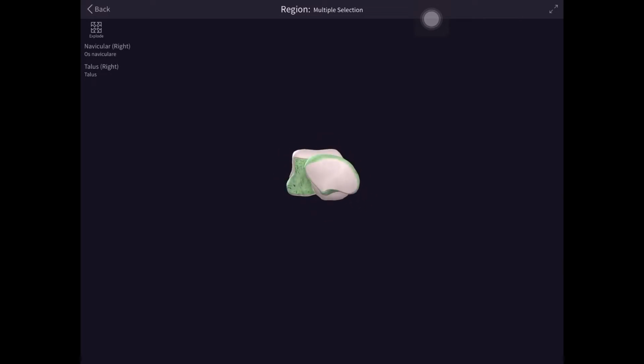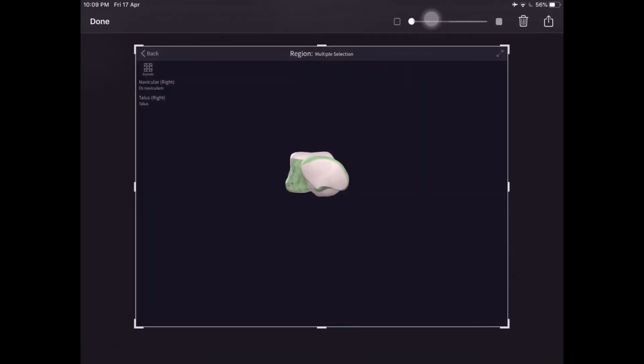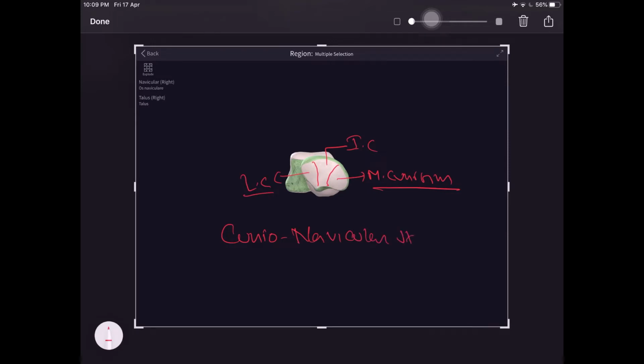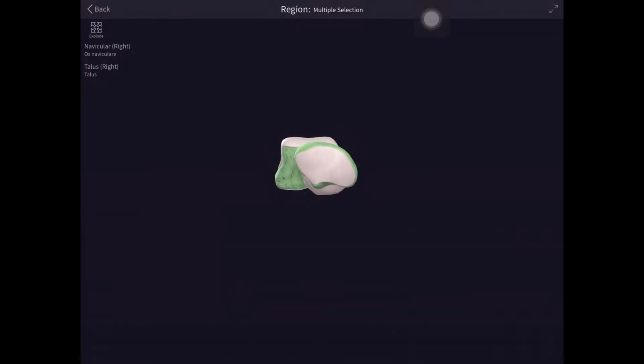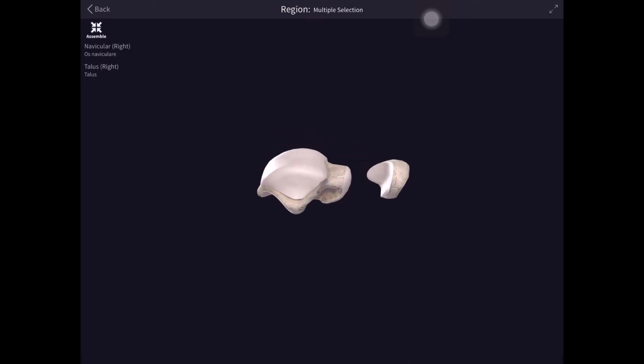You can see here, this was your anterior surface or the distal surface, and it is divided into 1, 2 and 3. This is for medial cuneiform, intermediate cuneiform, and lateral cuneiform, forming your cuneo-navicular joints.